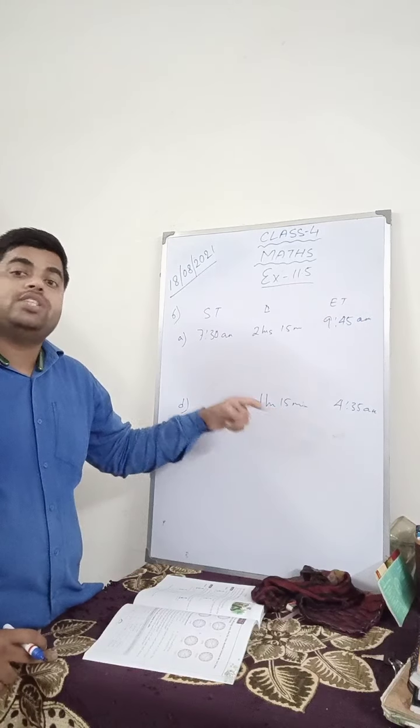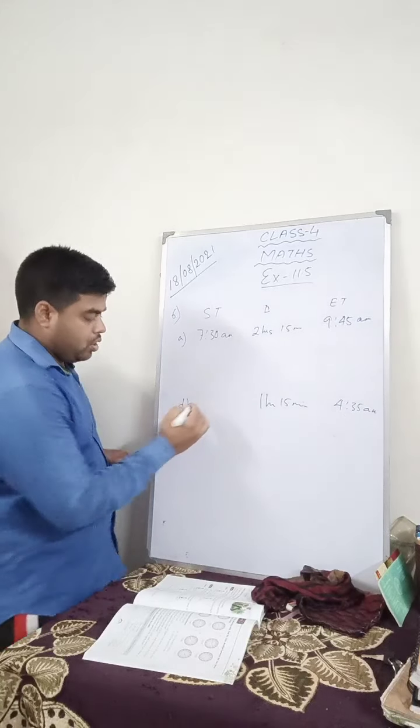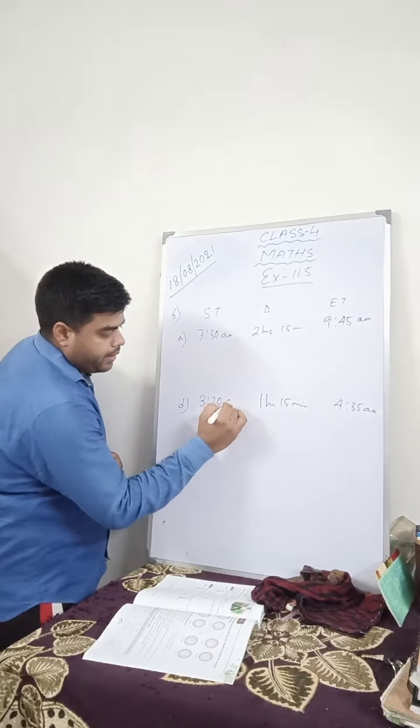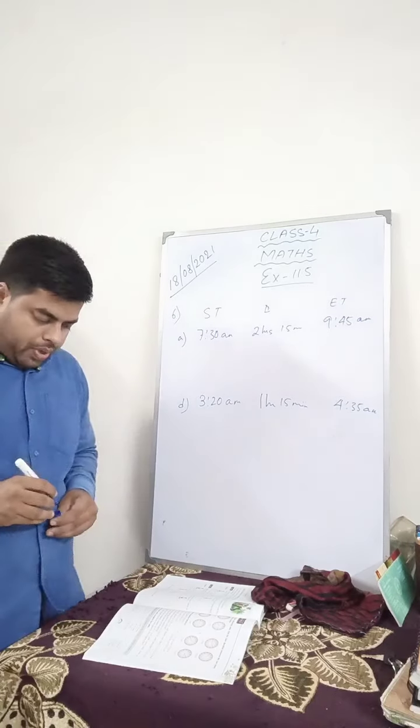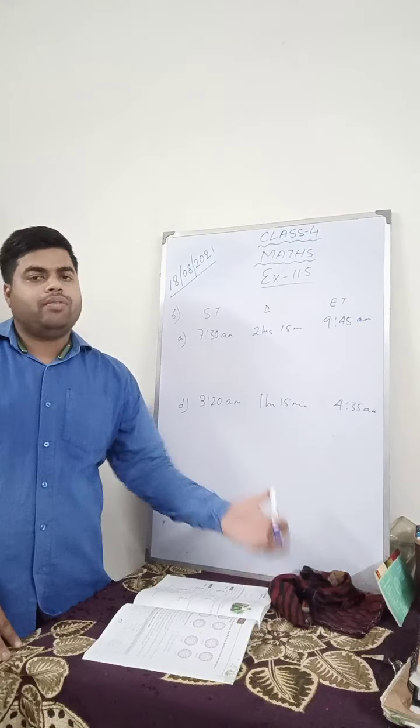And 15 more minutes you have to go back. So from 35 you subtract 15. How much will it be? 20. So it is 3:20 AM. I hope you have understood, children, how to find this out. And time duration I have already explained.